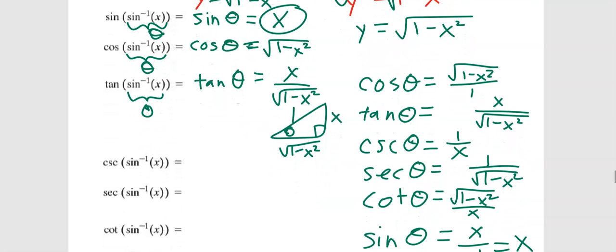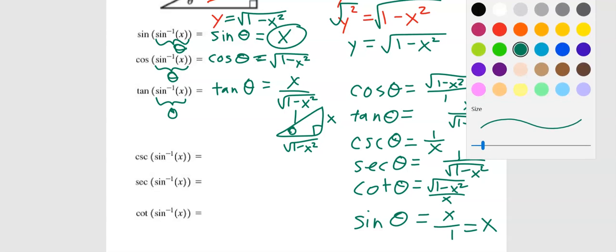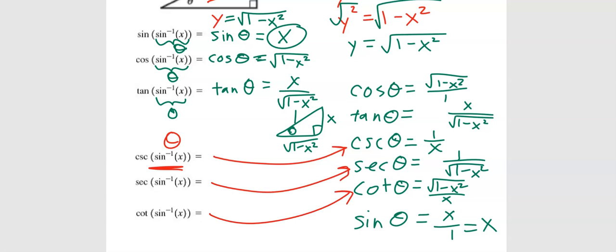I have a feeling you know what the other three are going to be. Because every single time sine inverse x is going back to theta, so the last ones are cosecant theta, secant theta, cotangent theta, which we already have the answers for. Because this thing is always going back to theta. So of course this one's going to be that. Of course this one's going to be that. And that one's going to be there.